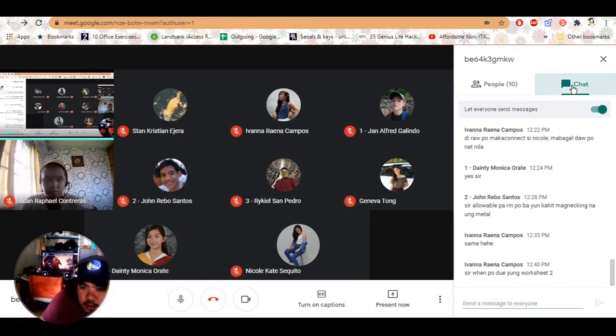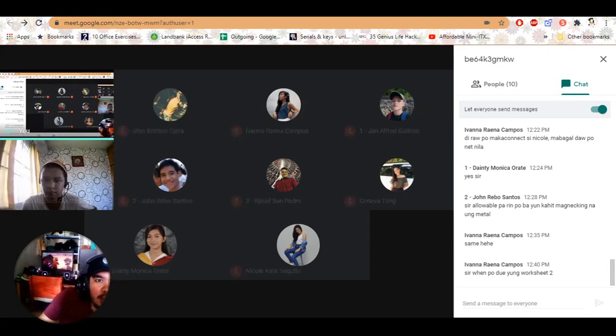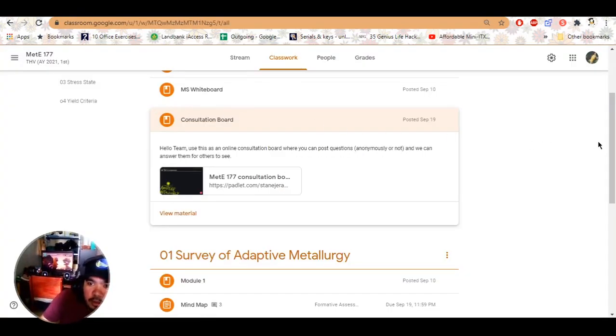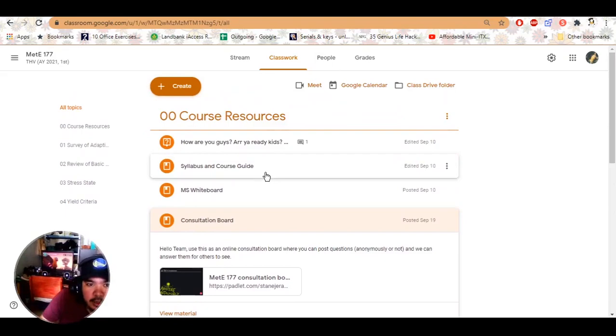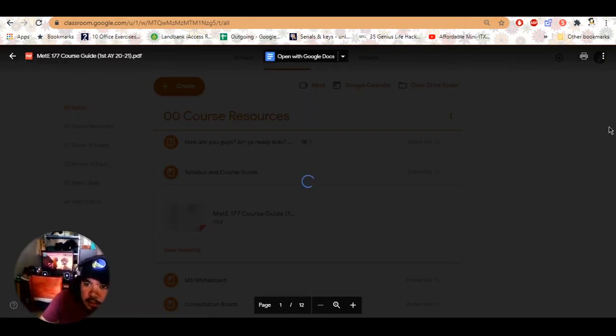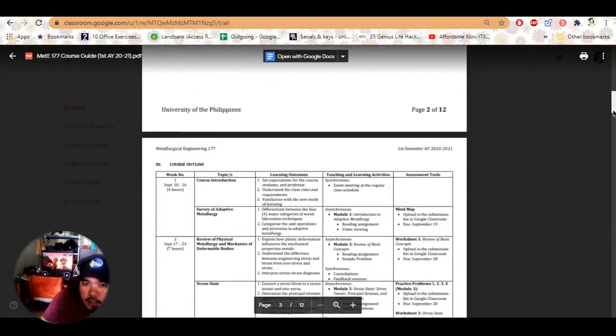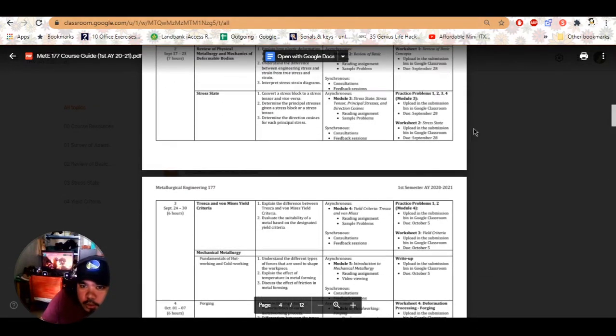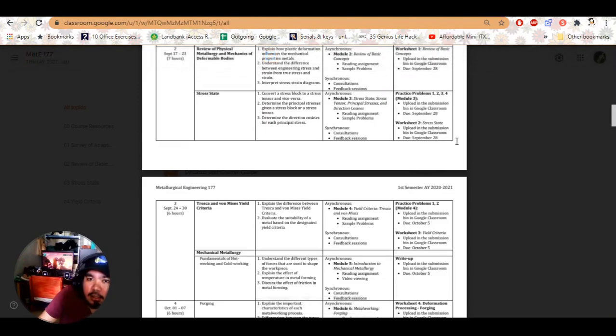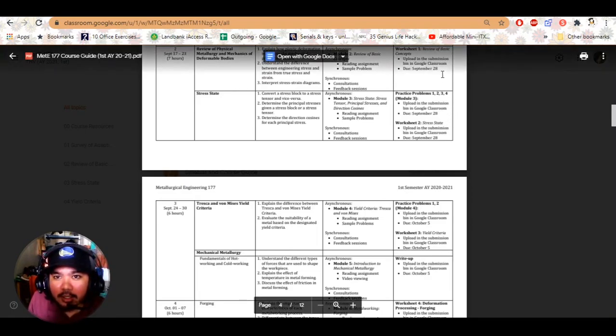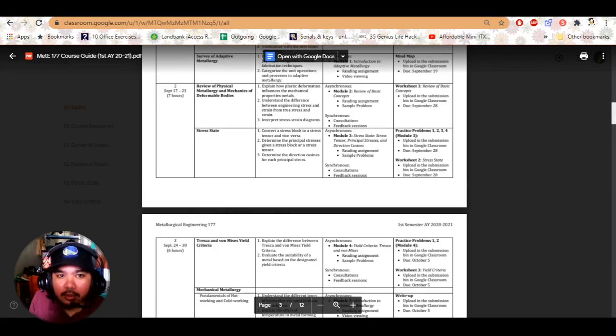Merong chat. Wait lang. Ano yung chinat? Sir, when po due yung worksheet 2? Worksheet 2 is due on, hindi ko pa pala nalagay, pero it's due on, we can see it here. It's worksheet 2. It's due on September 28. Bakit same siya? Wait, something's wrong. Kasi due ang... Ano ba to?